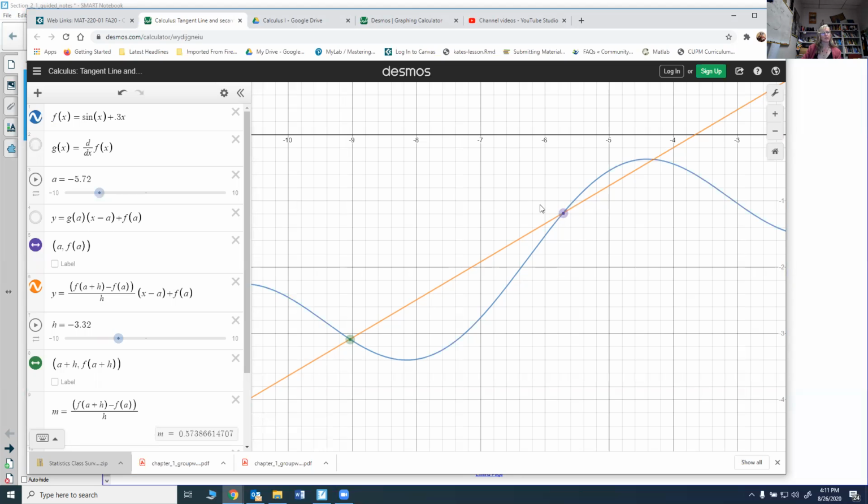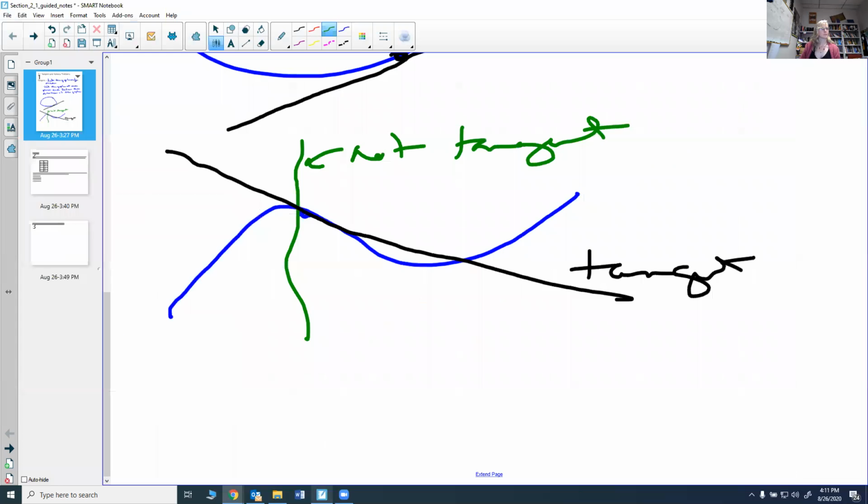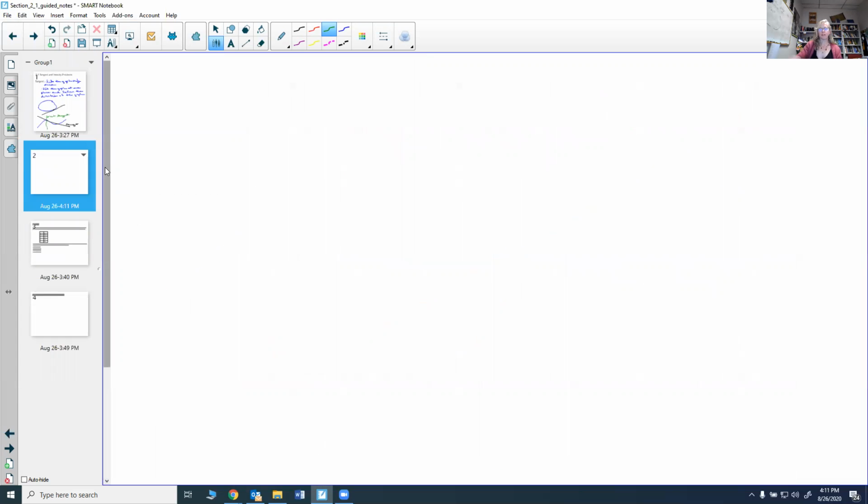I can find the slope of the secant line because I know what this point is here and I know what this point is here. Then it's just finding the slope of that secant line. It turns out that slope is 0.57. So if I went back to here, I could add in this information. What I want to do is find the equation of the tangent line.